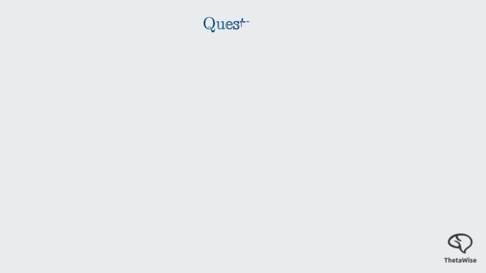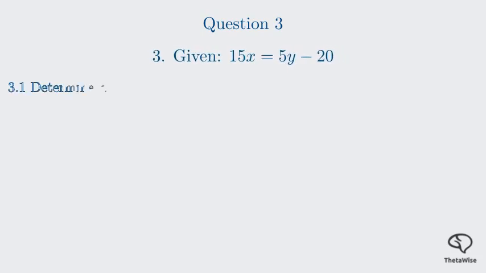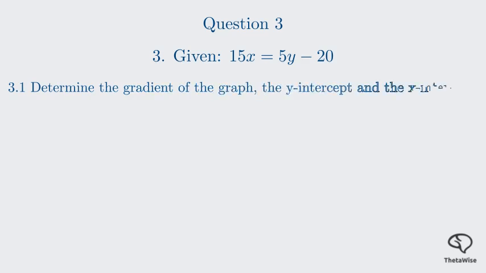Let's begin with our first problem, question 3. The question is, given the equation 15x equals 5y minus 20. Let's read that again. Given the equation 15x equals 5y minus 20. In part 3.1, we are asked to determine the gradient, the y-intercept, and the x-intercept of the graph described by this equation. To find these properties, it's best to first rewrite the equation in the standard gradient-intercept form, which is y equals mx plus c.